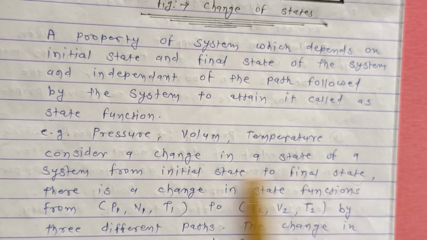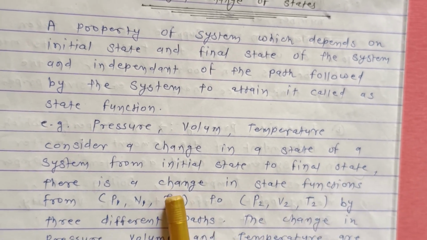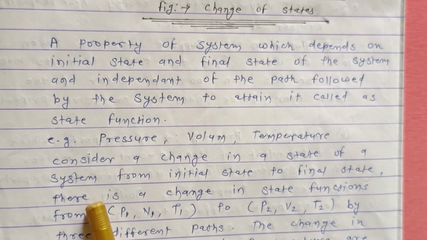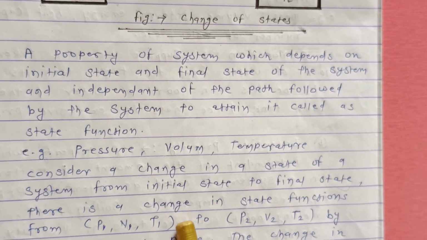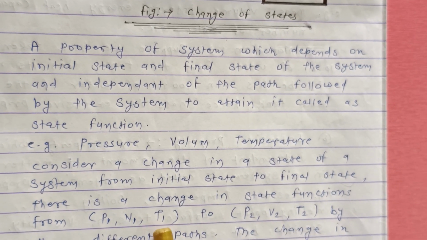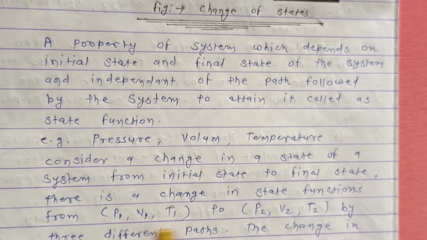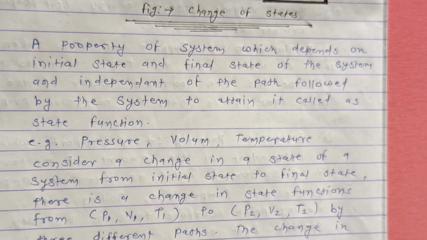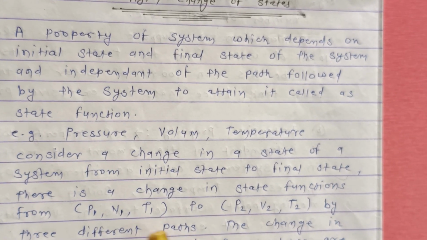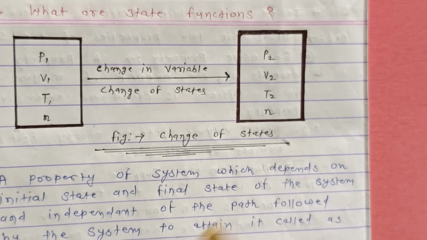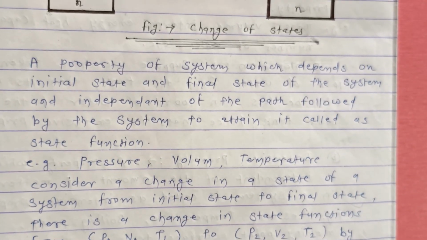Consider a change in the state of a system from initial state to final state. This is our initial state and this is our final state. There is a change in state functions from P1 to P2, V1 to V2 and T1 to T2. So this is our initial state P1, V1, T1 and final state P2, V2 and T2. By three different paths we can go: this way, this way, and this way. There are numerous ways, but we have considered only three.